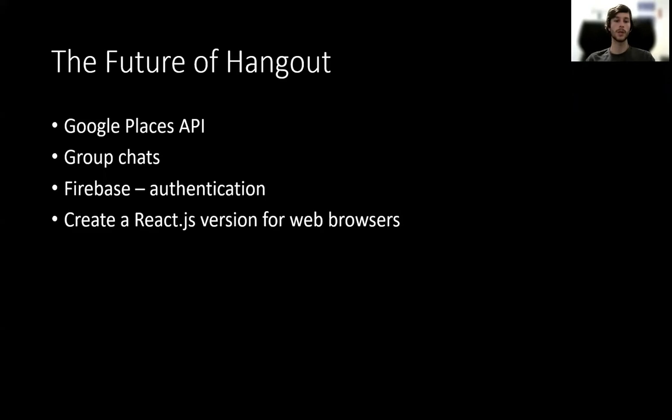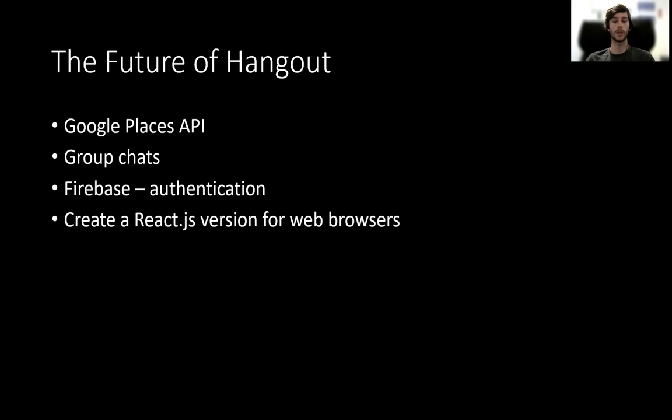So to close, I'm going to be talking about the future of Hangout and some extensions we might make should we decide to continue development of this project. The first of which would be making use of the Google Places API. The Google Places API would allow us to take the user's location and then find relevant activities, places, restaurants, etc. near them, and then turn these into cards that they can swipe on.